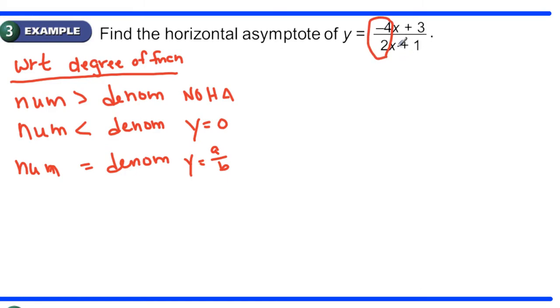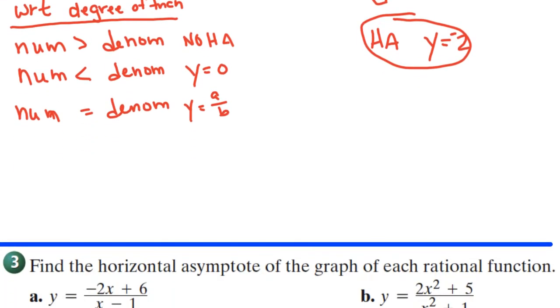This is x to the first power, x to the first power, so degree 1, same degree. So then the horizontal asymptote of this particular equation is y equals -2, which is -4/2, the same as -2. All right, just to add a few more examples, because that is easy, but it's also brand new.